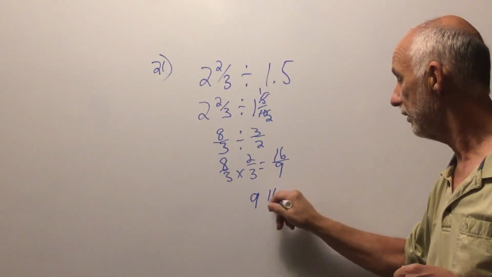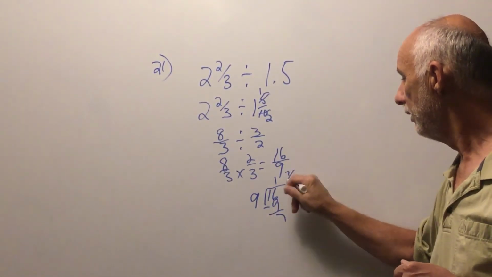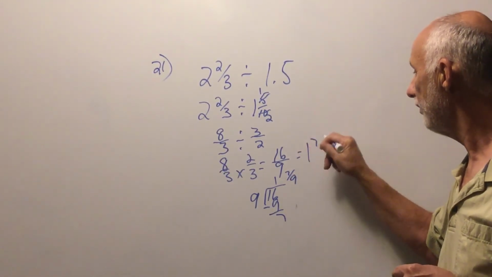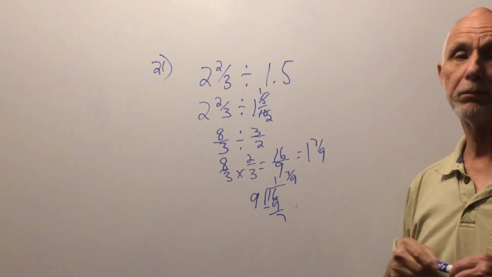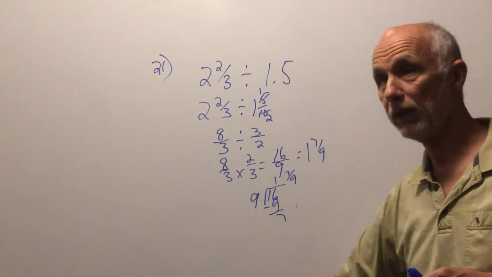Divide 9 into 16, goes 1 time, remainder 7. So your right answer is 1 7/9. By the way, make sure that's simplified. All fractions need to be simplified. It is, so that's your answer.